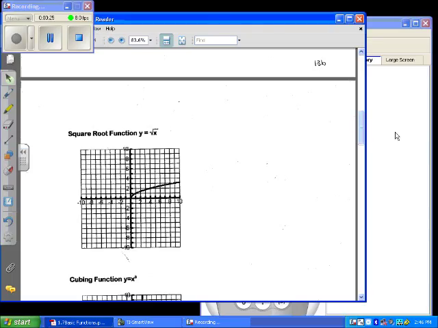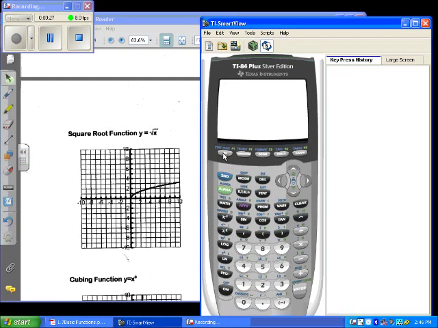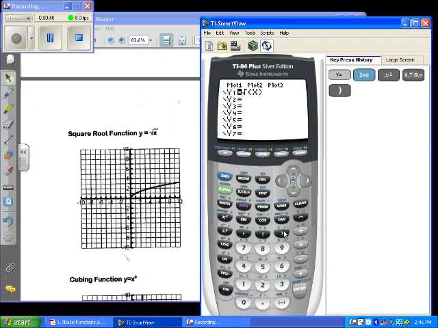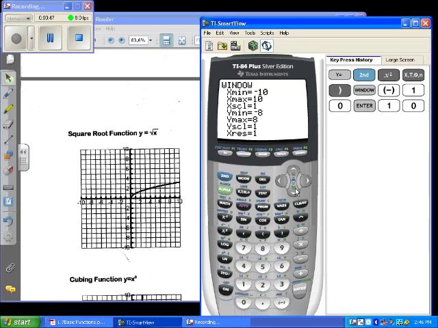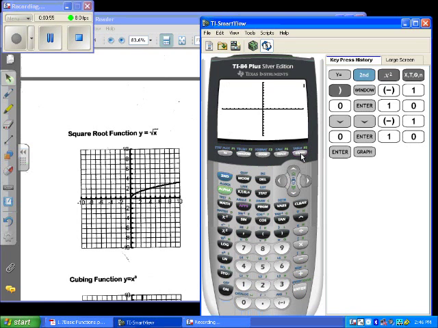Okay, so I'll pull up my graphing calculator here. And what we're going to do is we're going to hit y equals. If you look right here, you have the square root sign, so you're going to hit second square root x. And then just so that I have the same window again, I'm going to go from -10 to 10, just have the same window as my graph paper there. Okay, and then here's the graph of the square root function. Okay, let's go on to the next function.